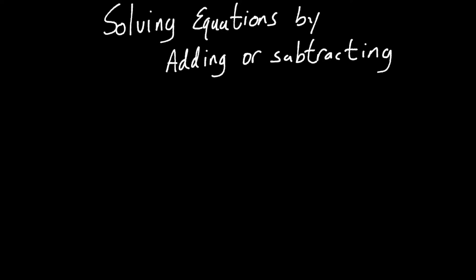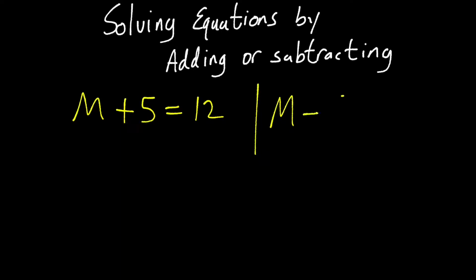You could have any variable, so we're just going to use m, plus 5, some kind of number, equals another number, so we'll say 12. Or we could see something that is using subtraction instead. So m minus 5 equals 12. So let's talk about how we would solve these.